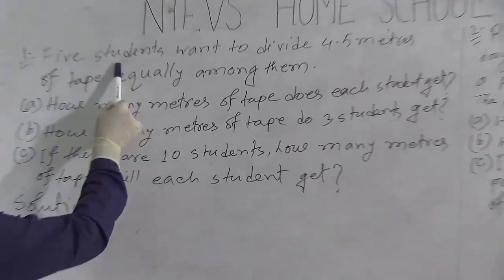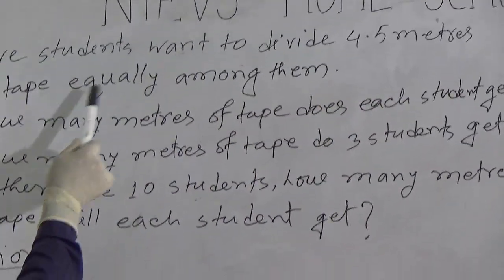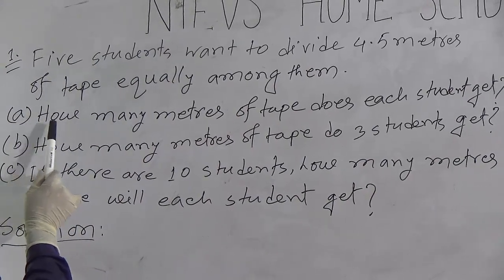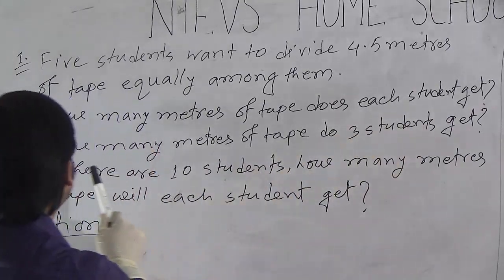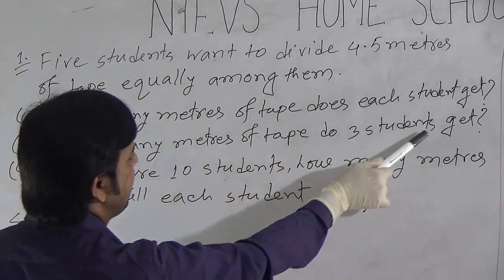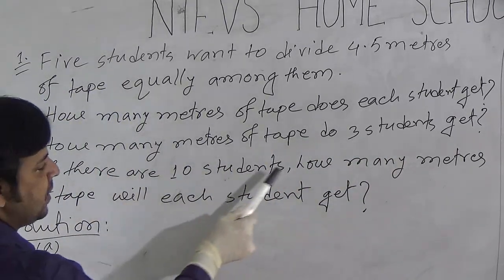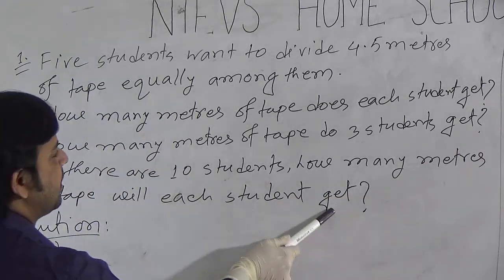5 students want to divide 4.5 meters of tape equally among them. Question A, how many meters of tape does each student get? Question B, how many meters of tape do 3 students get? Question C, if there are 10 students, how many meters of tape will each student get?